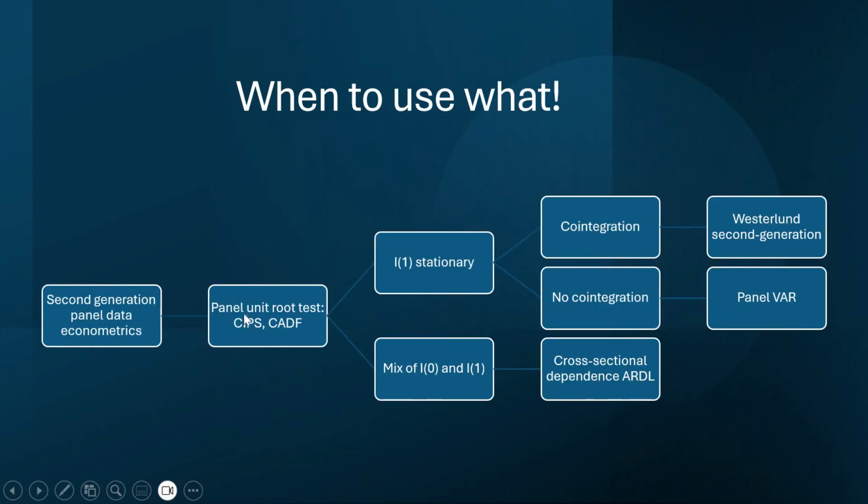Now, for second generation, as I said earlier, we do panel unit root tests using the CIPS or the CADF. If your variables are a mix of I(0)s and I(1)s, you do the cross-sectional ARDL model, also called the CS-ARDL model. If your variables are I(1), you test for co-integration using the Westerlund second generation test. With no co-integration, some literature says we could use VAR.